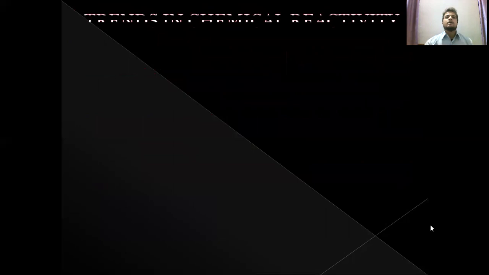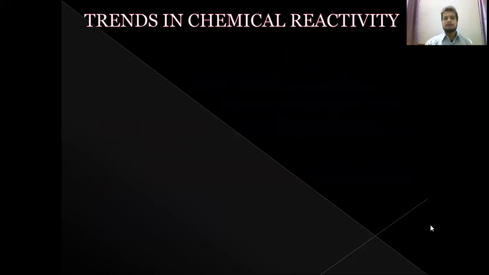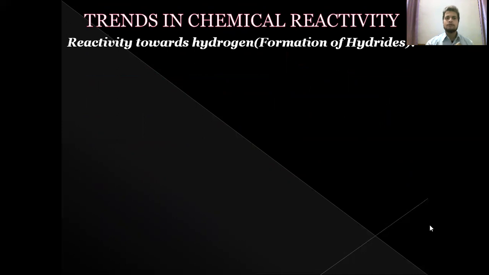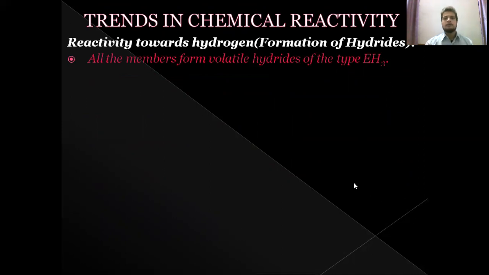Okay. Coming to the trends in chemical reactivity, we'll take a few chemical reactivities, how the group reacts. First, reactivity towards hydrogen. Remember that any element, whether metal or non-metal, when it forms a binary compound with hydrogen, we call it a hydride. Generally all the members of this group, starting from nitrogen, will form hydrides of the type EH3. Like nitrogen will form NH3, phosphorus will form PH3, arsenic will form AsH3.